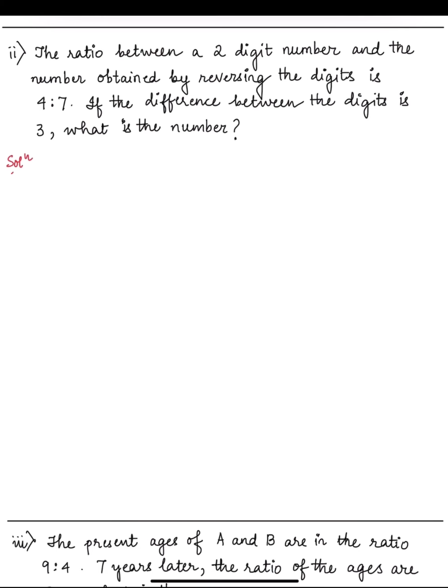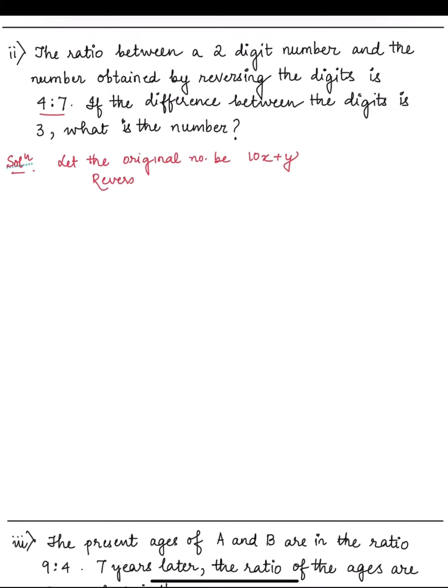Now the ratio between a two-digit number and the number obtained by reversing the digits is 4:7. So let the original number be 10x plus y, right?